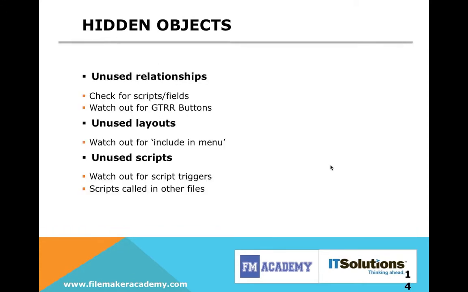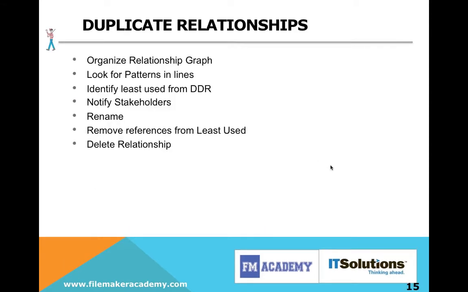So again, I can't stress looking for hidden objects. Watch out for scripts and fields. Watch out for things that are used in go to related record buttons, like buttons that have single steps, and script triggers, and scripts that are called in from other files. And we're going to skip that for time. This will be in the show notes. You'll be able to find out how to look for duplicate relationships.